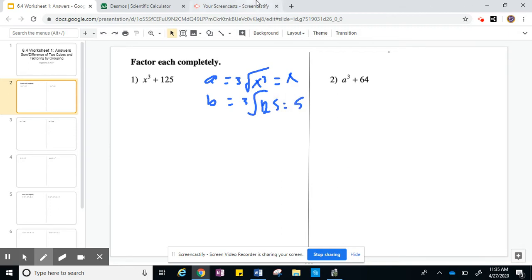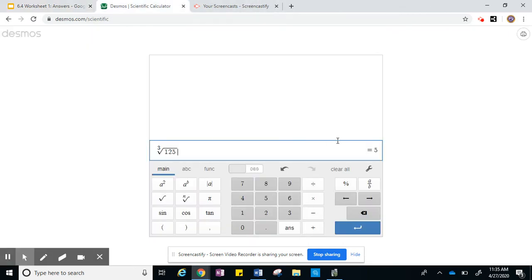And if you don't know that, I'm going to show you two ways to find that. So let's clear that. So I'll show you how I get it. So this website here is desmos.com/scientific. That'll bring you to a scientific calculator. So what you want to press is this button right here. And since we want the cube root, we put a 3 up here. And then underneath the radical, we do 125. And that gets us an answer of 5.